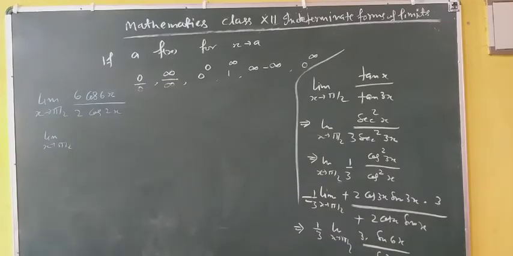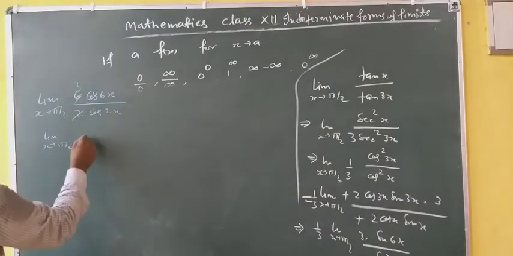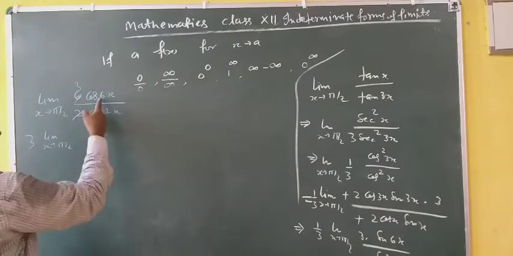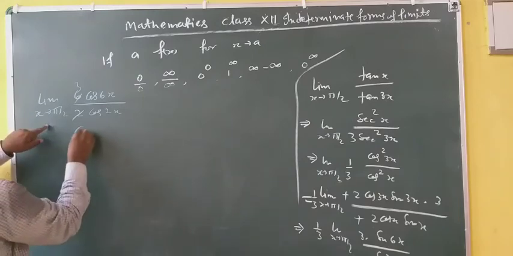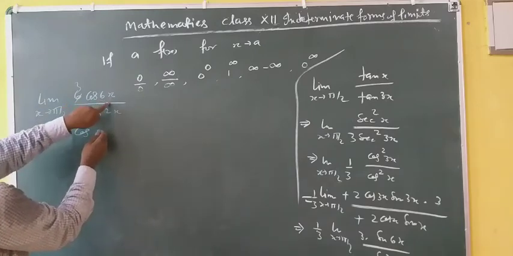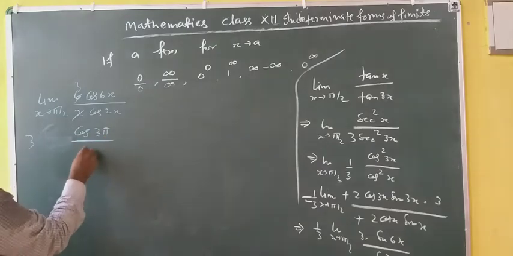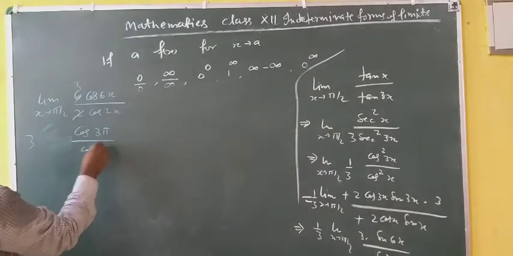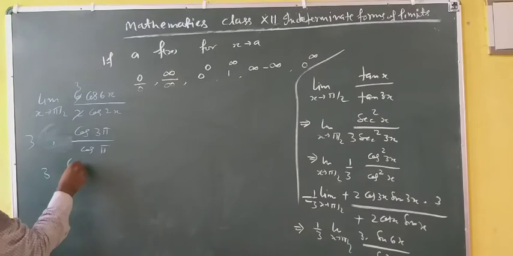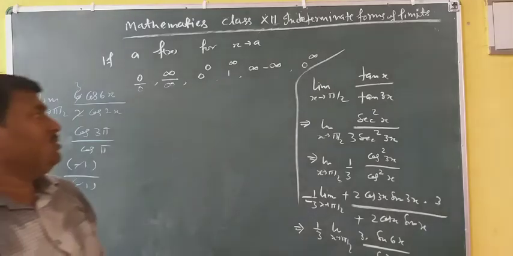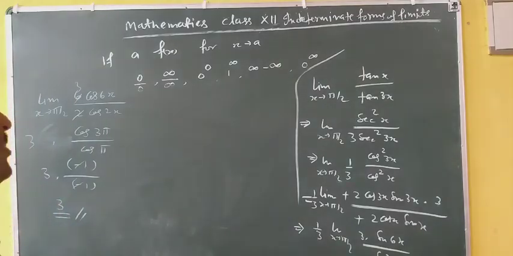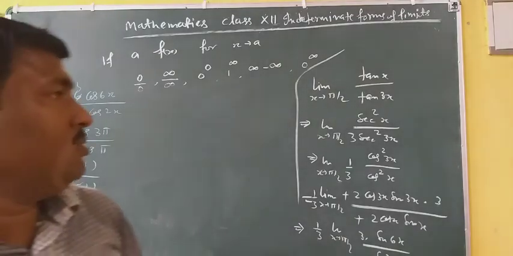Okay. So this time 2 threes are 6, 3 comes out, and if you put pi by 2 in the place of x, what you get? Cos 6 pi by 2 means cos 3 pi upon cos pi. Cos 3 pi is minus 1, cos pi is also minus 1, so minus 1 cancels. This 3 is your result. In this way you can solve all other questions based on L'Hospital rule. Thank you so much.